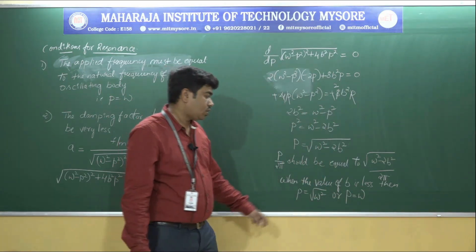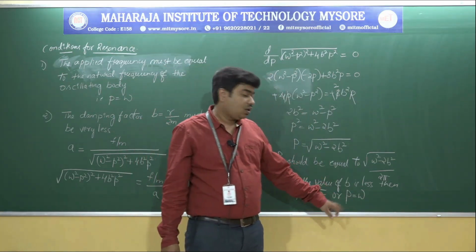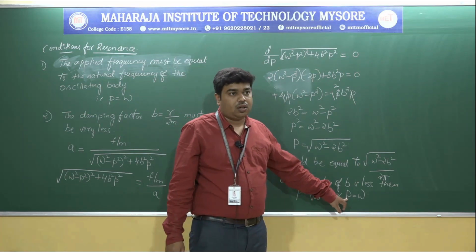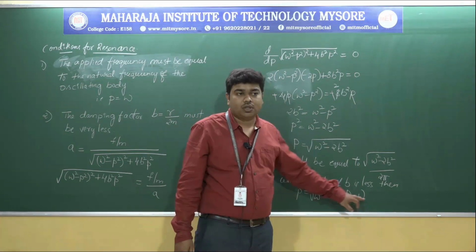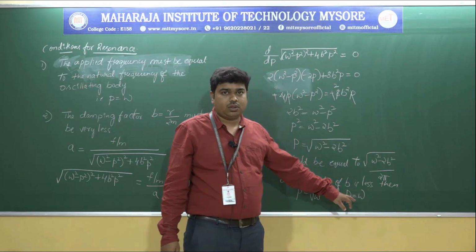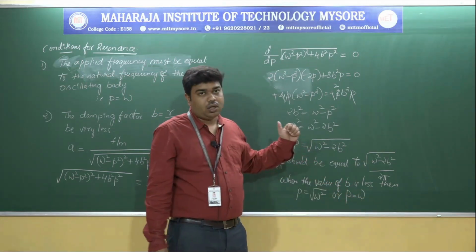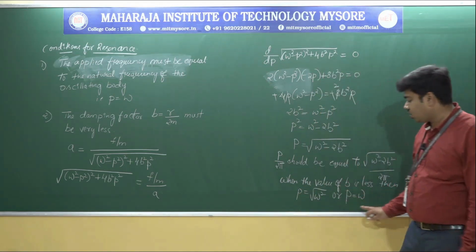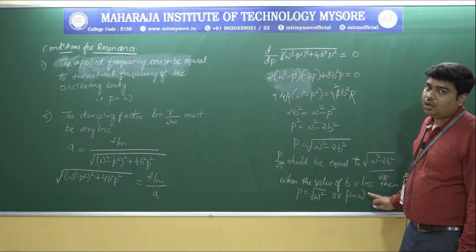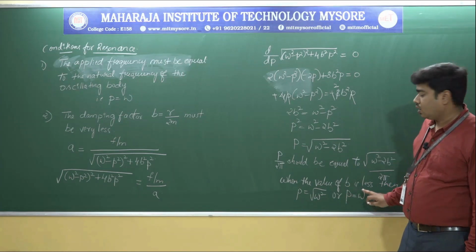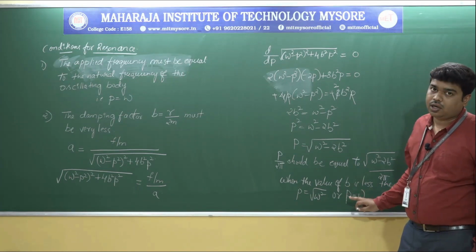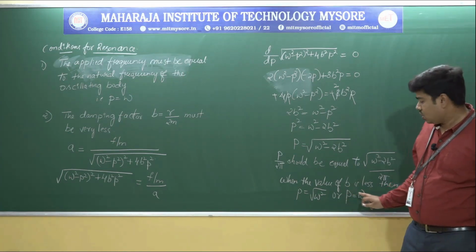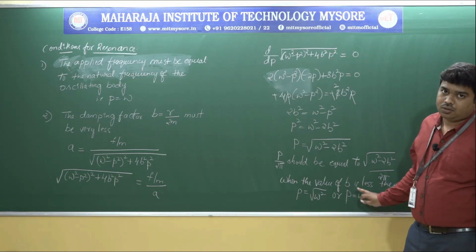So, as you can see, we have got the applied periodic frequency becoming equal to the natural frequency of the oscillating body through the equation of the amplitude also. In those cases, the applied frequency should be equal to the natural frequency of the oscillating body, and at that condition we will get the higher amplitude or the maximum amplitude. So, this condition is called the resonance condition.